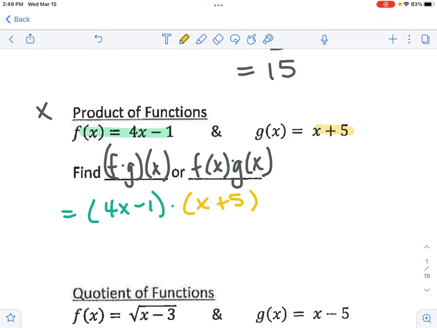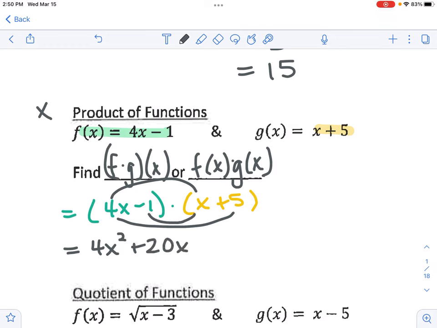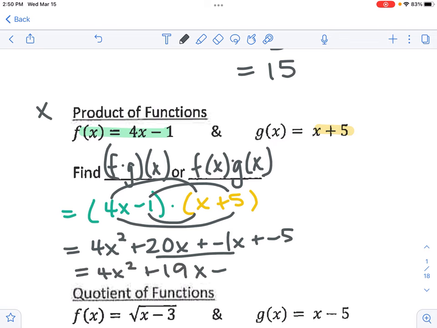I'm taking a binomial times binomial, so that reminds me that I need to FOIL. First terms, 4x times x gives me 4x squared. 4x times 5 gives me 20x. Negative 1 times x gives me negative 1x. And last terms, I have a negative 5. Combine some like terms, and I have 4x squared plus 19x minus 5.